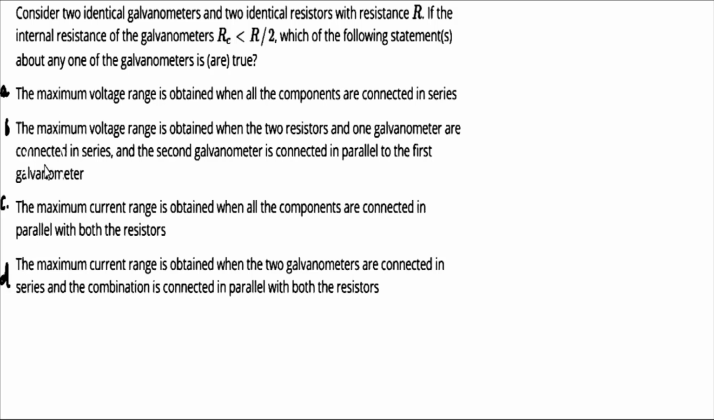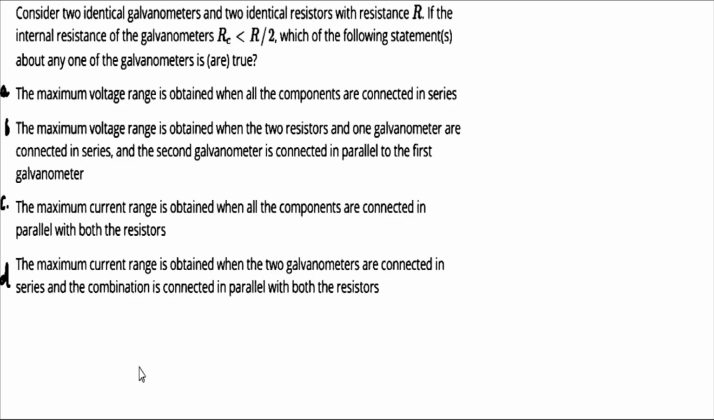Here, in the first two options, it is said about the maximum voltage range. In option A, it is said that the maximum voltage range is obtained when all the components are connected in series. And in the second option, it is mentioned that the maximum voltage range is obtained when the two resistors and one galvanometer are connected in series and the second galvanometer is connected in parallel to the first galvanometer. Okay, so we can analyze the first two statements.